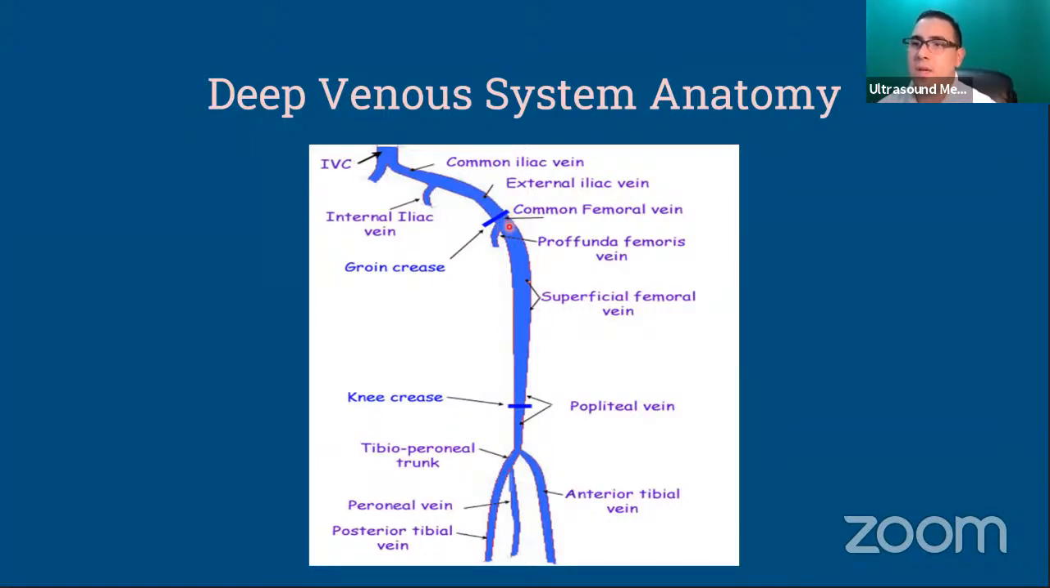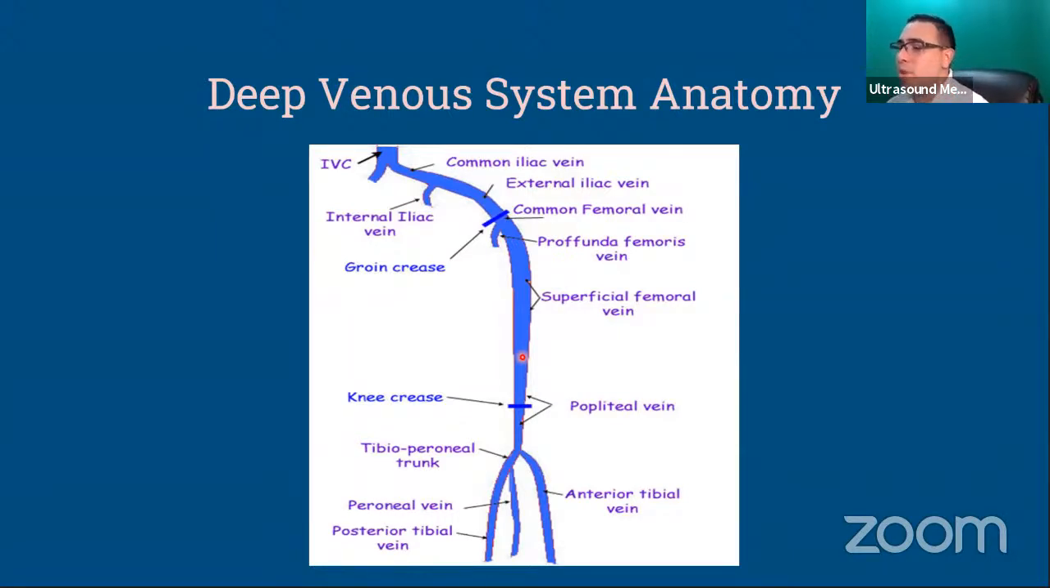Draining into the common femoral vein, we have the deep femoral vein, or profunda, which means deep. And then we have the femoral vein. Some people still call it the superficial femoral vein, but because it's confusing, since we have a superficial venous system and a deep one, most people prefer to call it just the femoral vein. That's the old name, but just in case you see it, it's the same as the femoral vein.